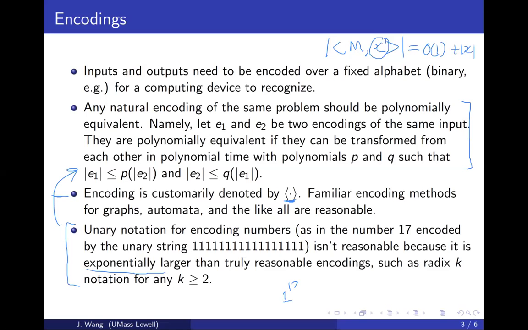Likewise, to represent any number below 2 to the 10, which is 1,024, you only need 10 digits. But of course, 2 to the 10 is exponentially larger than 10. So once again, this is about fixed encoding.